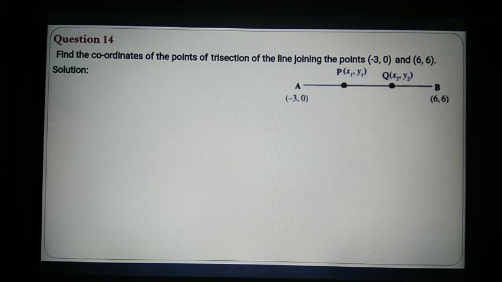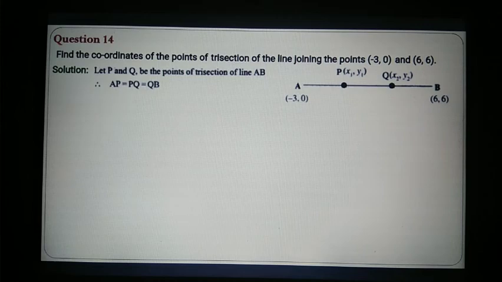Let me call this first point P, whose coordinate is going to be (x1, y1), and let me call this Q, whose coordinate is (x2, y2). As I said, since these are points of trisection, AP will be equal to PQ and this will be equal to QB. So that's what is written over there.